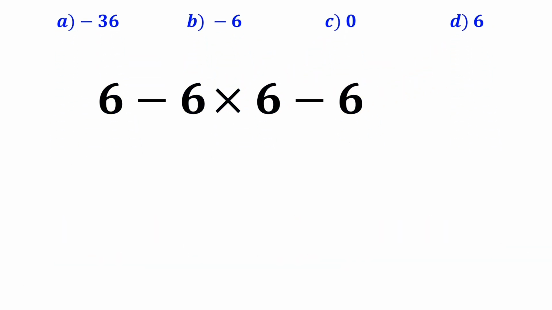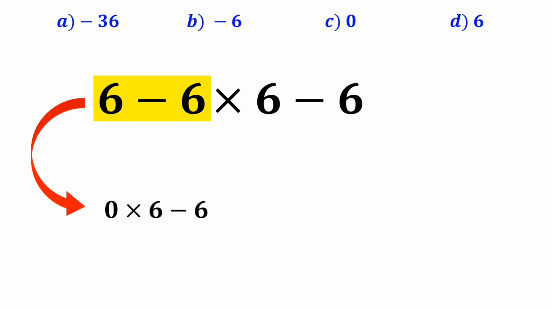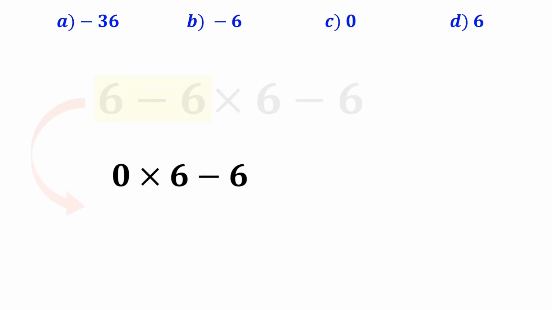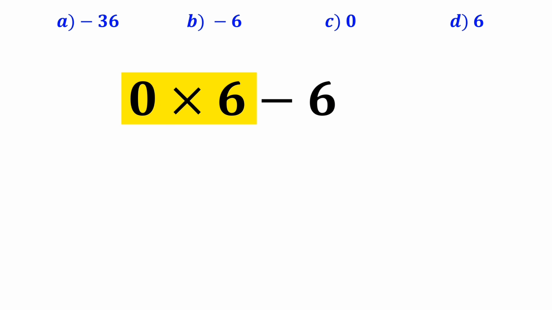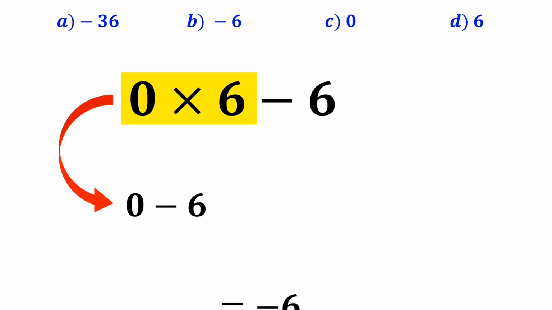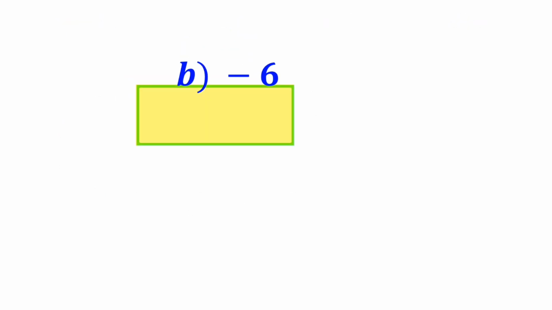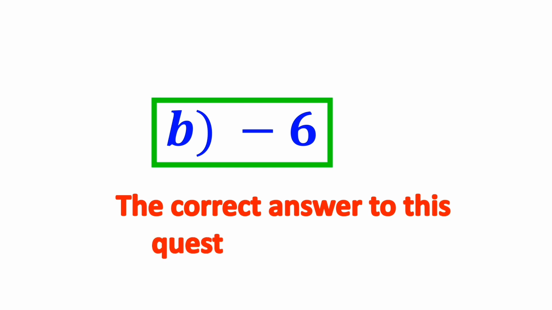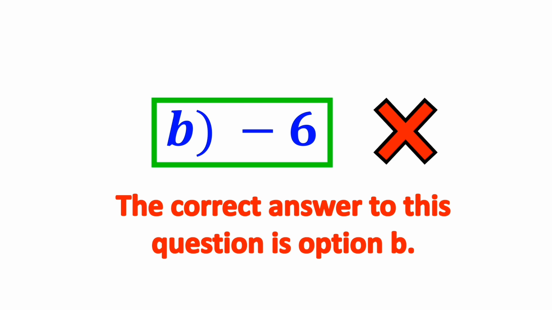Most of the time, people start solving this problem by doing 6 minus 6 first, which I have highlighted in yellow. And they write the expression as 0 times 6 minus 6. In the next step, they go for 0 times 6 and say that this simplifies to 0 minus 6. And finally, the answer becomes negative 6. Then, without any hesitation, they say the correct answer to this question is option B.